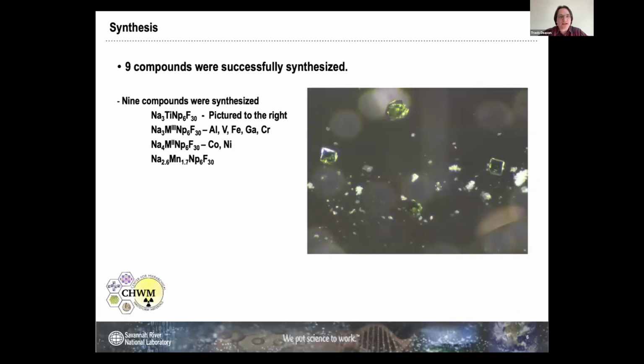So with this work, I was able to synthesize 9 different compounds of the Neptunium, and you can see the formulas written right there. In the picture to the right is the titanium version, so Na3TiNpF30. And just by changing out that transition metal, we were able to come up with those 9 compounds.